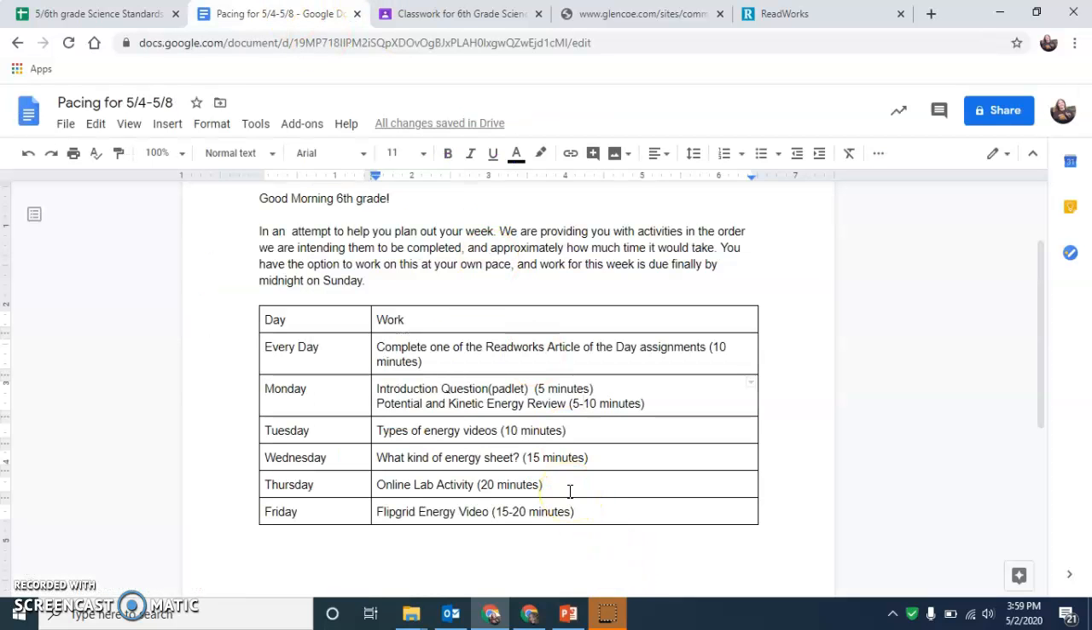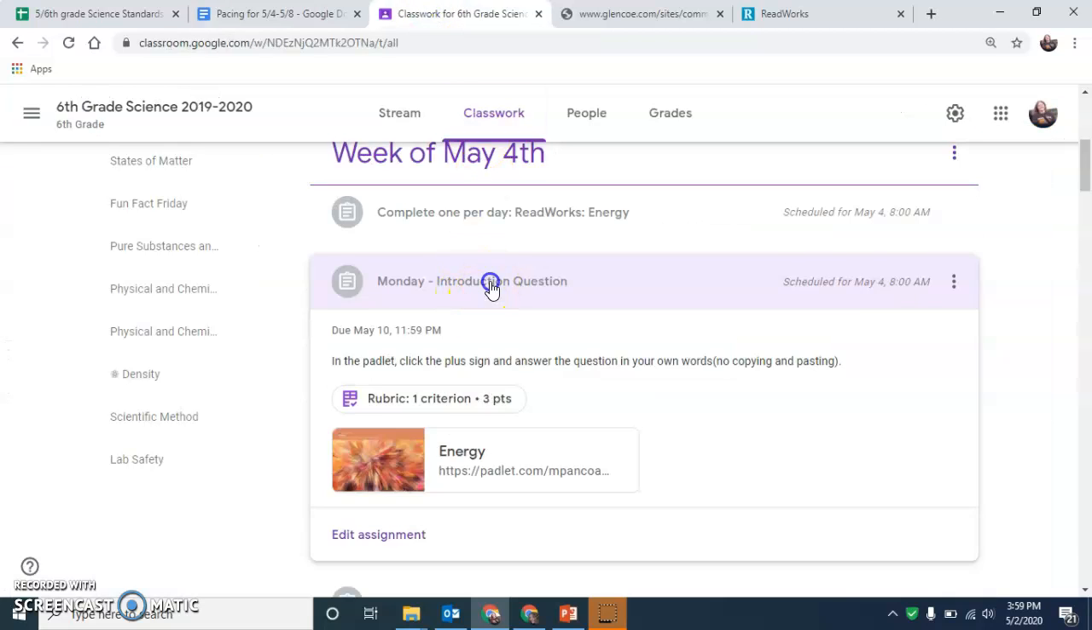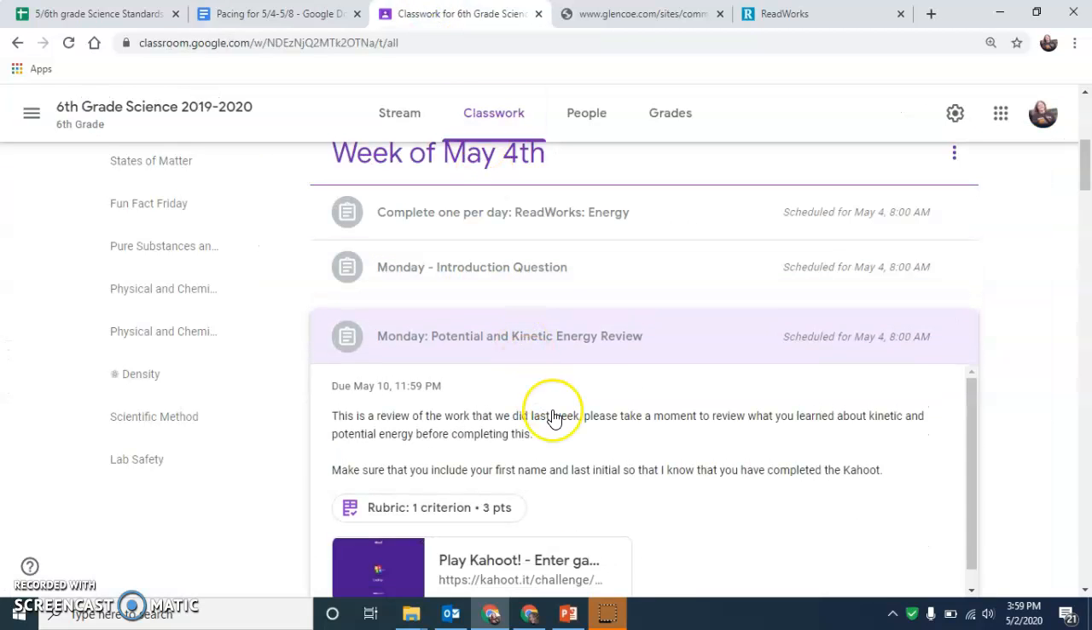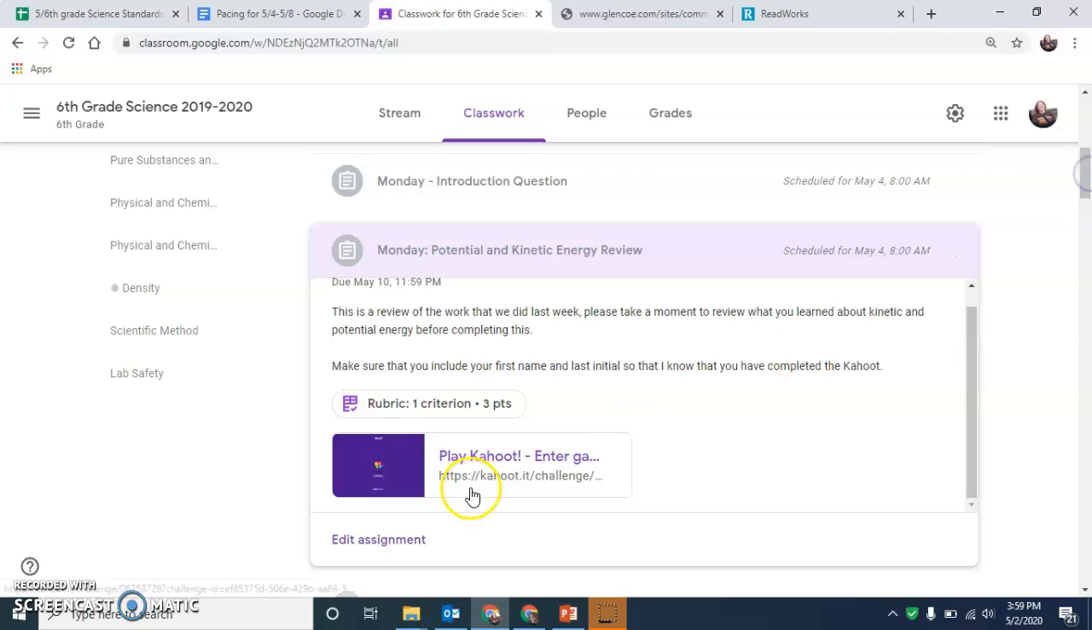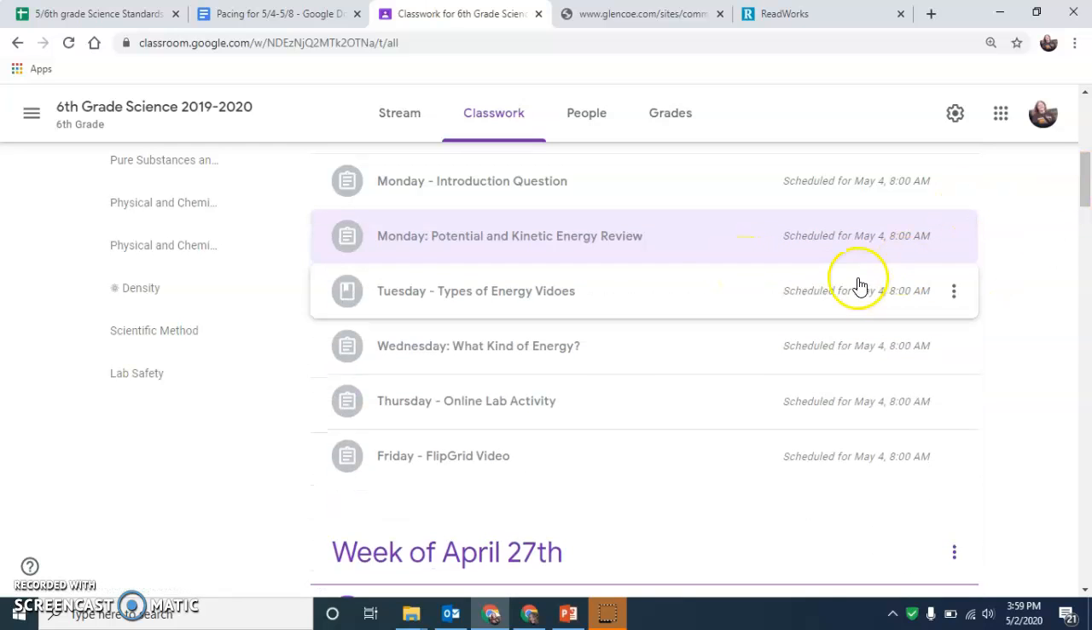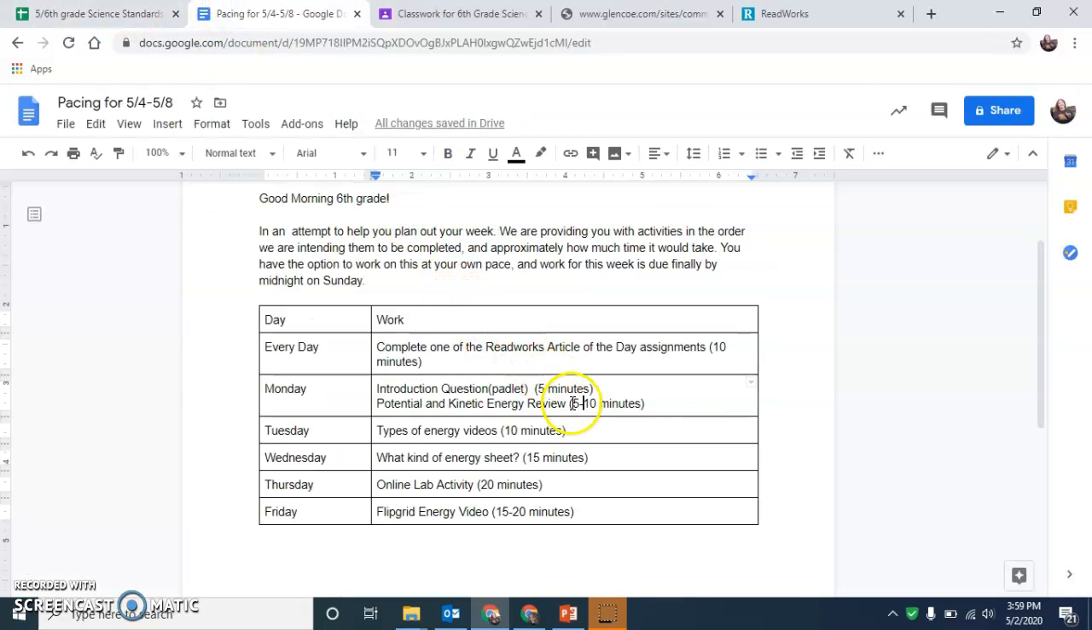Then there is a potential and kinetic energy review game, which is through Kahoot. You're just going to go in. I'm asking that you put your first name and last initial so that I know when you've completed it. It'll show you how you scored in relation to the people around you, and you can go back and check how your score relates at the end of the week too, which is kind of fun, I think. Kind of a game. The Padlet should take about 5 minutes, and the kinetic and potential energy review that we did last week between 5 and 10 minutes.